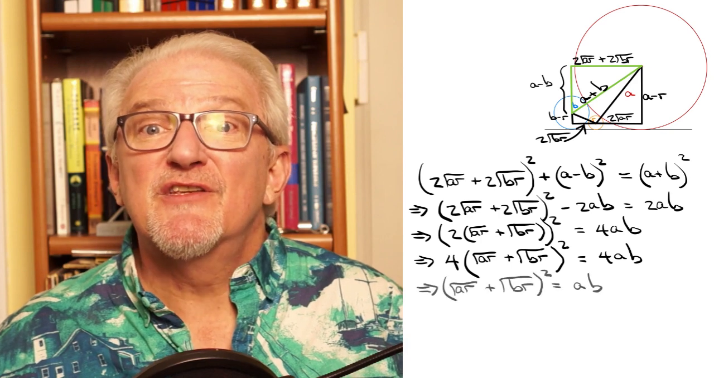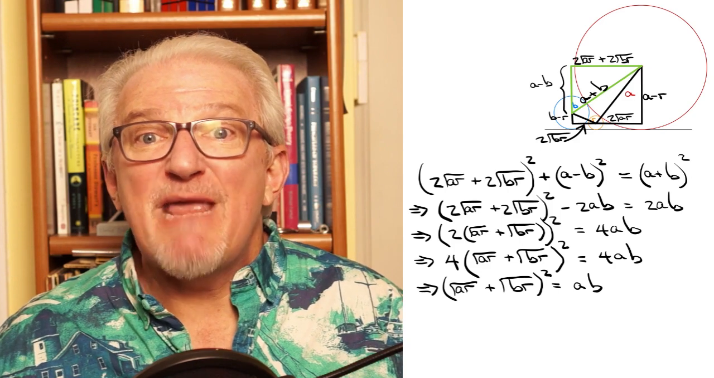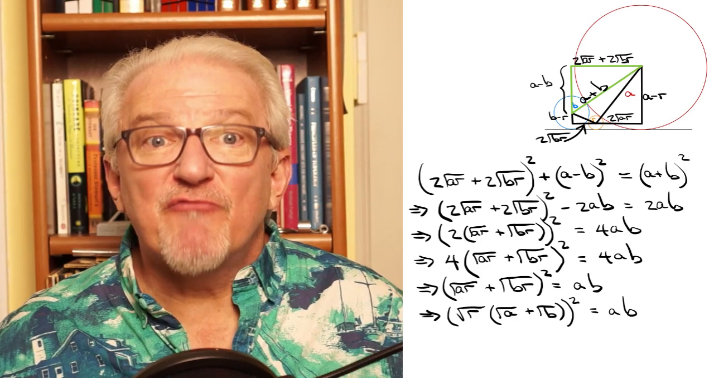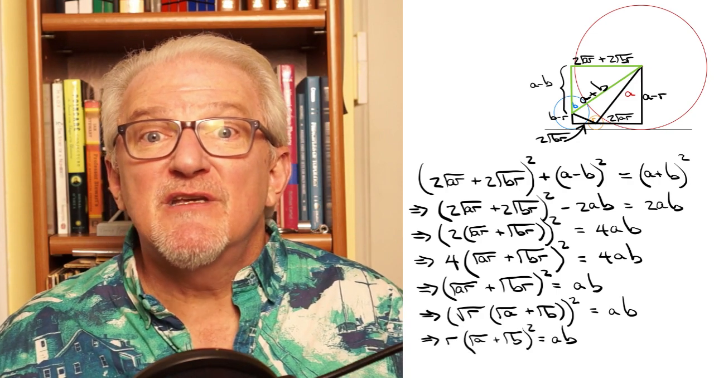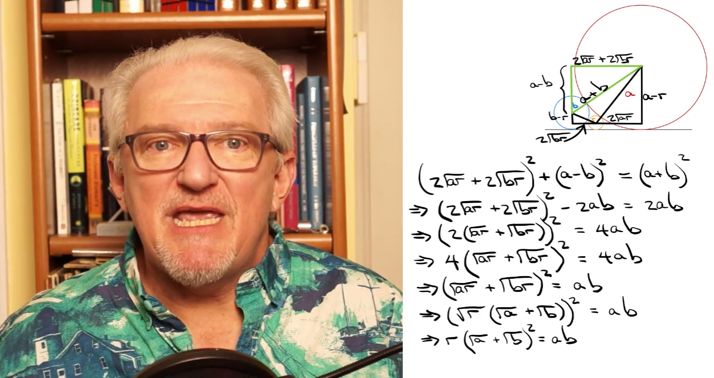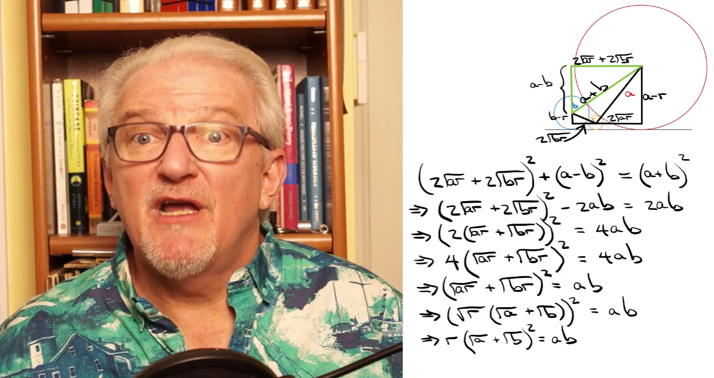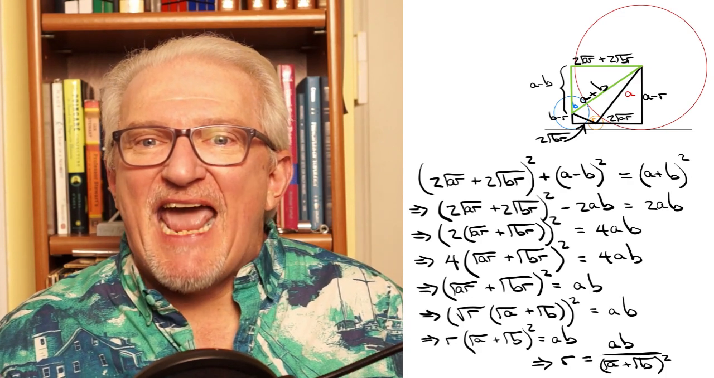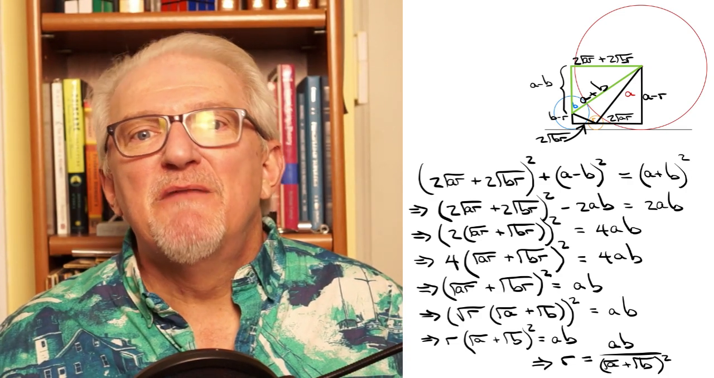In other words, the square root of ar plus the square root of br, quantity squared, is equal to ab. By factoring the square root of r from both terms on the left, and then recognizing that the square of a product is the product of the squares, we see that r times (square root a plus square root b) quantity squared is equal to ab. Finally, dividing by (root a plus root b) quantity squared on both sides reveals that the radius of our yellow circle is equal to ab divided by (root a plus root b) quantity squared.